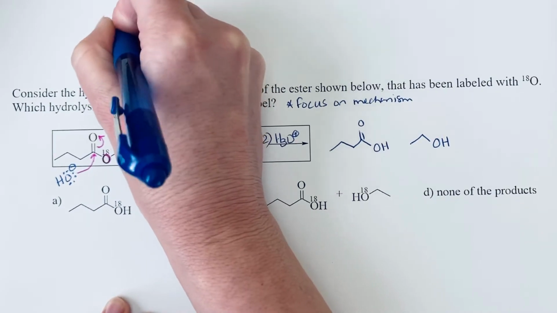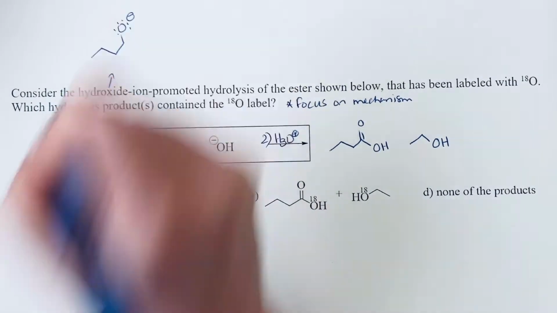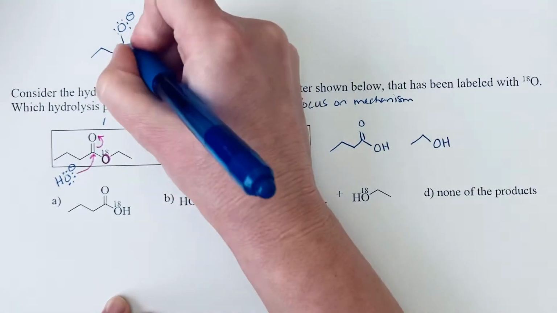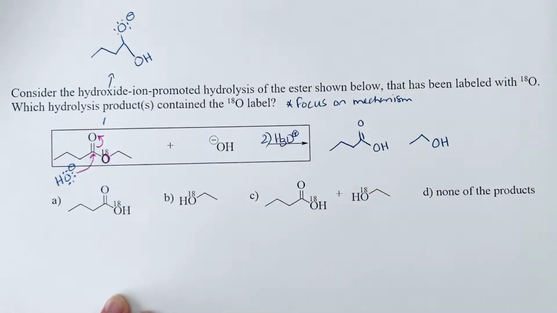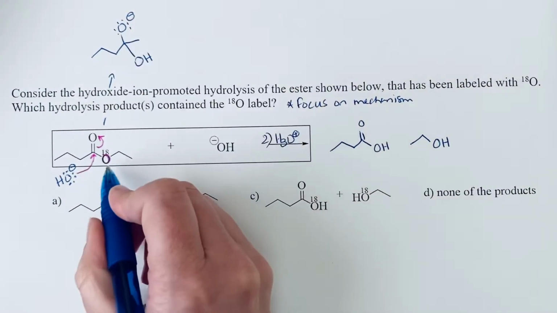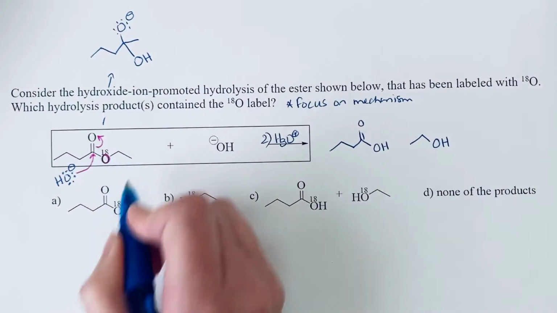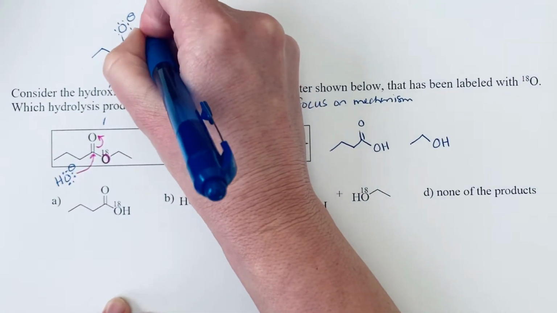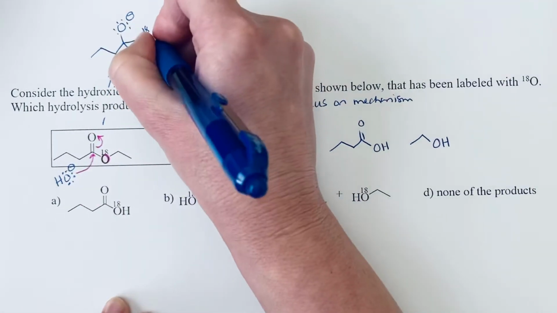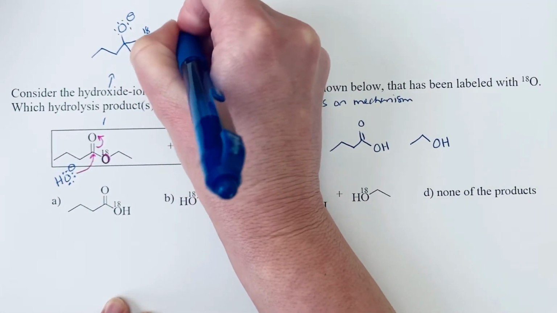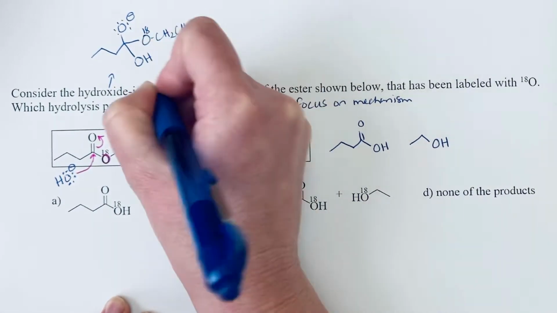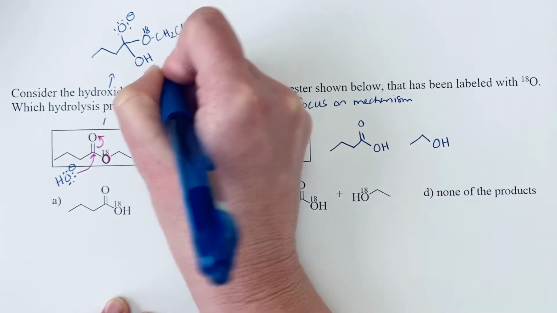We have broken the pi bond, so we have an extra lone pair on that oxygen. We have the hydroxide ion that we have added, and we have the OR group. I'm going to make sure I put the label on that oxygen because that's the one that we're focusing on. We want to see what happens to it. Okay, and so this is your tetrahedral addition intermediate.